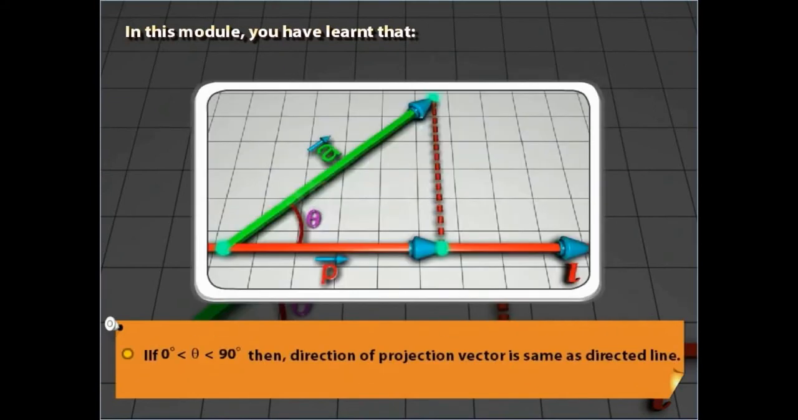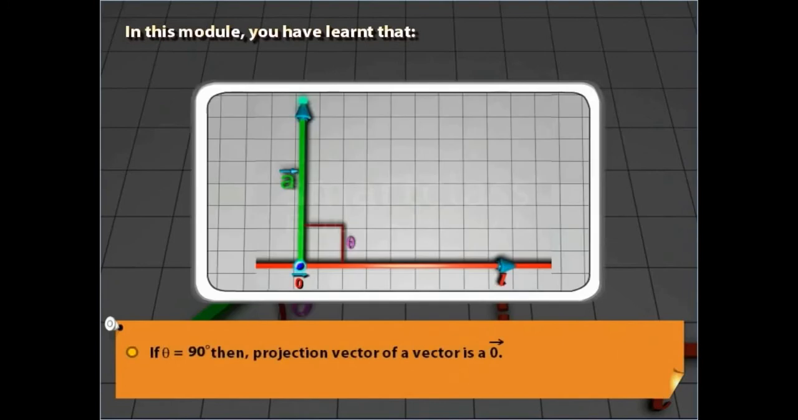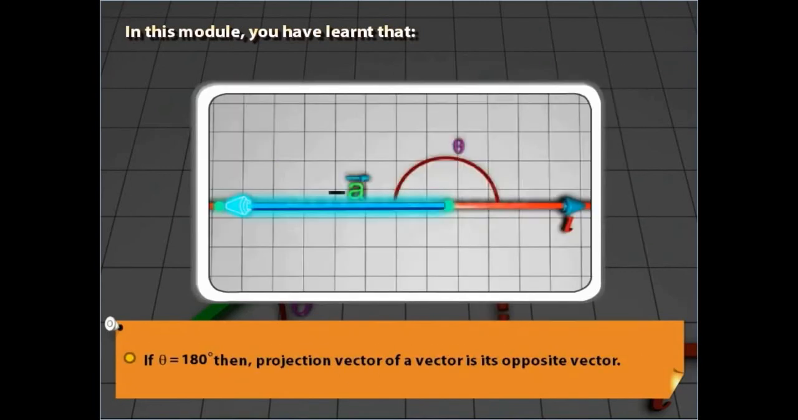If theta varies between 0 and 90 degrees, then direction of projection vector is same as directed line. If theta is equal to 90 degrees, then projection vector of a vector is a 0 vector. If theta varies between 90 and 180 degrees, then direction of projection vector is opposite to directed line. If theta is equal to 180 degrees, then projection vector of a vector is its opposite vector.